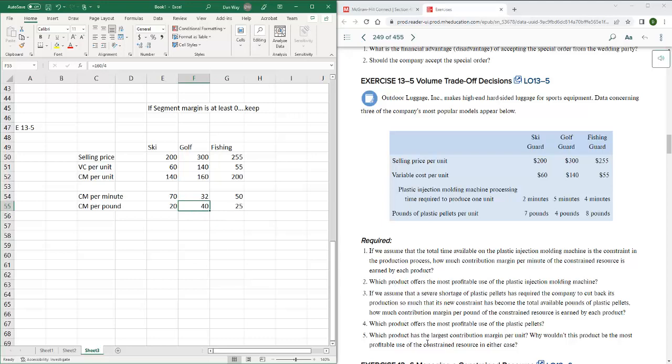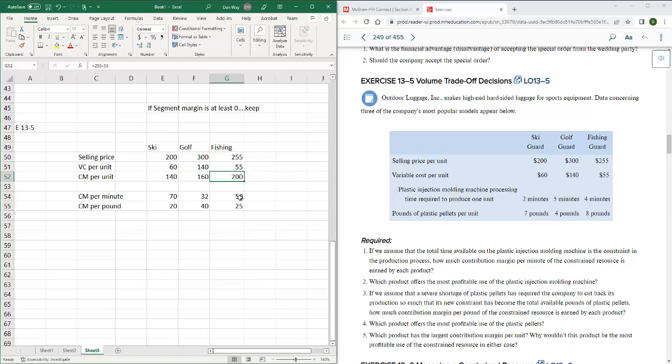Okay, the last piece said which product has the largest CM per unit. Why wouldn't that be the most profitable use of the constrained resource in either case? Yeah, what they're pushing us to here is what we came up with first. The CM per unit was the Golf Guard. That was the winner. Or excuse me, the fishing, the $200 per unit. Meaning every unit of the fishing guard I sell, I generate $200 to the bottom line.